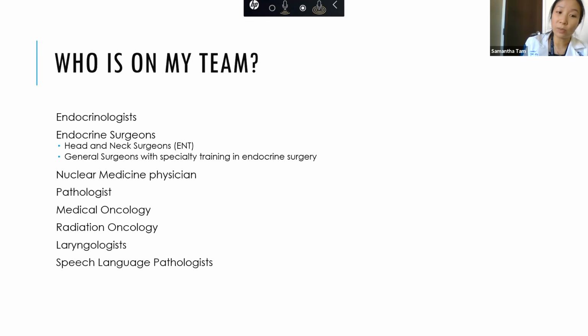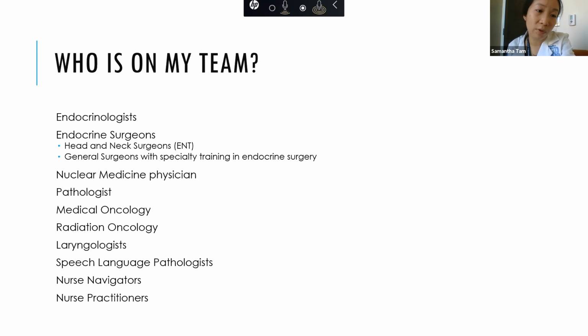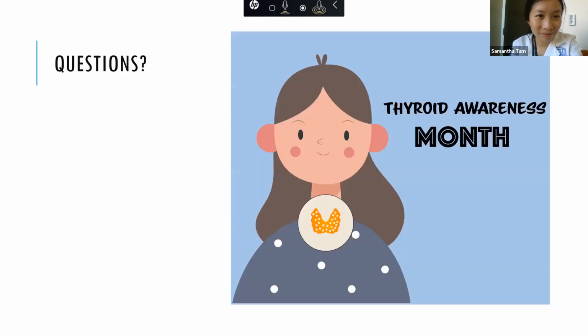Depending on how your speech and swallowing are, we may involve our laryngologists, who are specialists in voice and swallowing, and a speech language pathologist, who is specially trained as a swallowing therapist and voice therapist. To coordinate everybody, we also give lots of thanks to our nurse navigators and nurse practitioners, who ensure that our patients have coordinated care. Because you see all these people on your team, it's hard to make sure you get to see the right ones and that we're all talking with each other. So there's a big team involved with all of this.